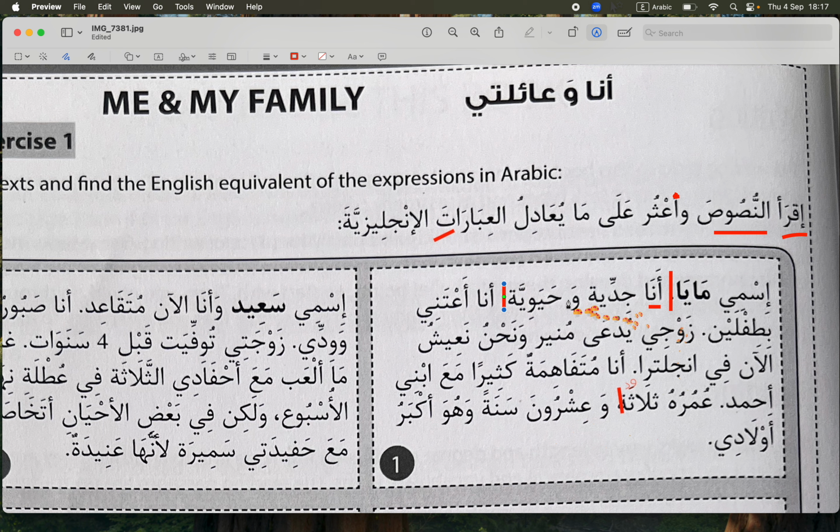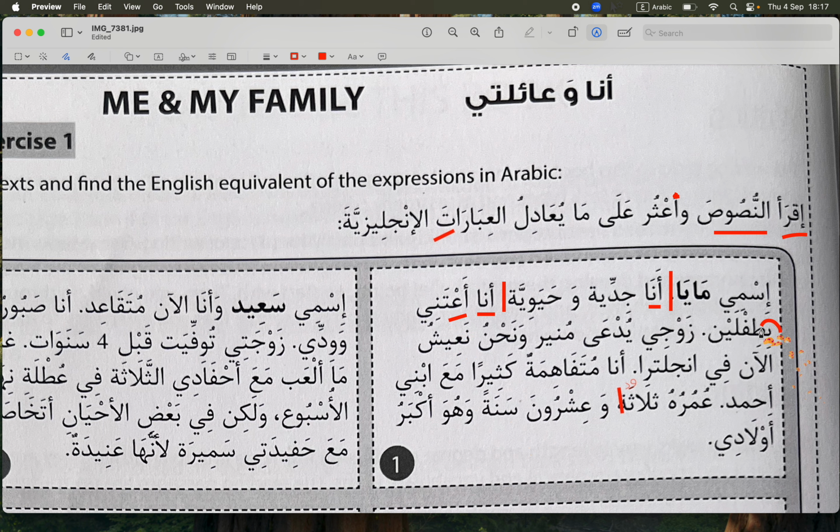Ana jiddiya wa hayawiya. I am serious and lively. Lively in her actions. She's probably outgoing, maybe sociable, but also jiddiya, which is kind of the opposite. When you're serious, sometimes it's hard to be lively, but somehow she's managed to be both, alhamdulillah.